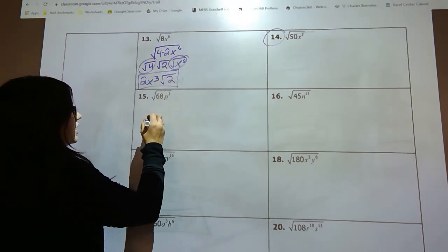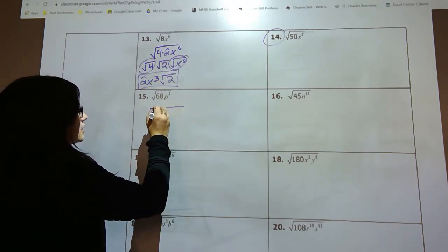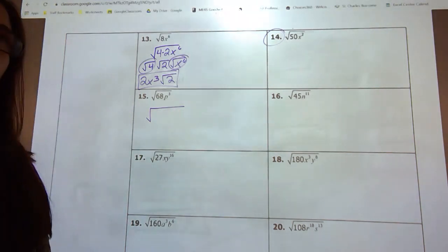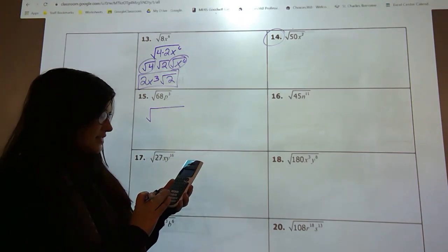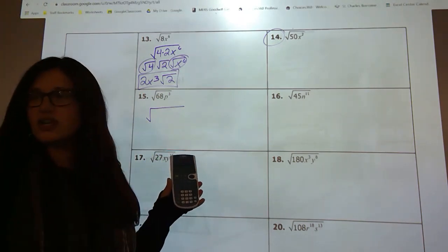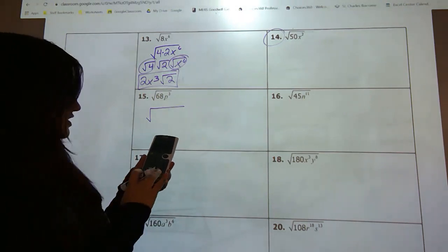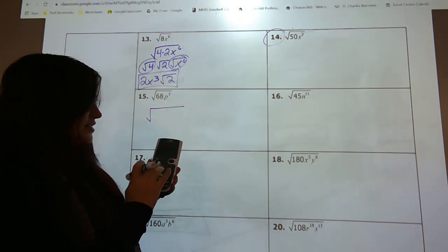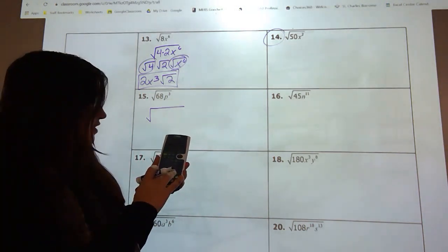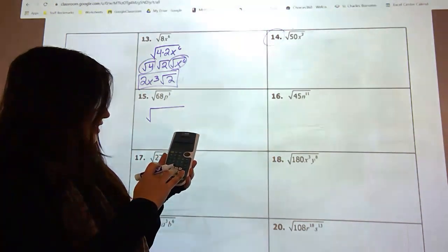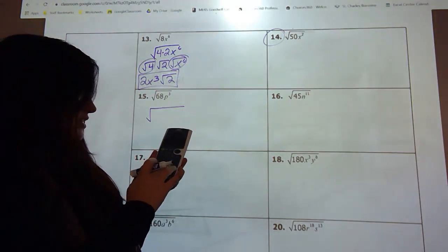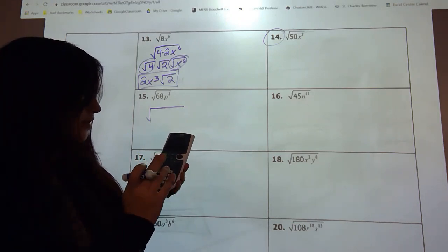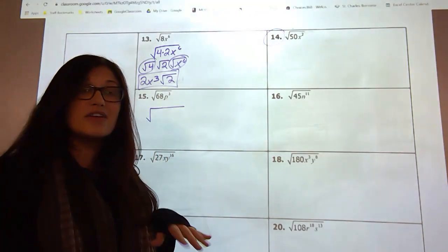Number 15. I got 68 times p cubed. Now 68 I know is not perfect. So if I think to myself, what can I divide 68 by? I might start looking down my perfect square list and start at 36. Can 68 be divided by 36? No. Can 68 be divided by 25? No. How about 16? Nope. 68 divided by 9? No. What about 68 divided by 4? Yeah, 68 divided by 4 is 17.